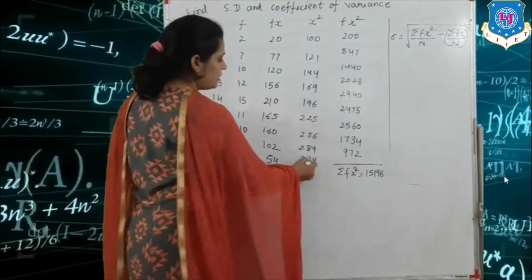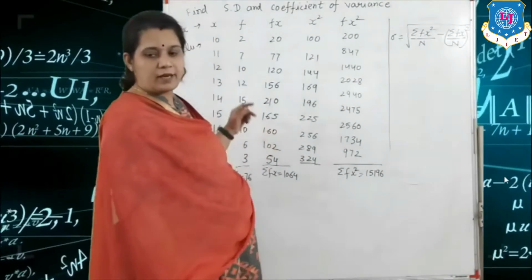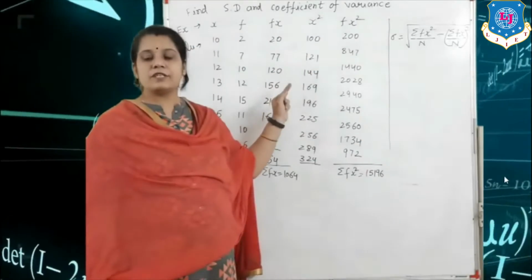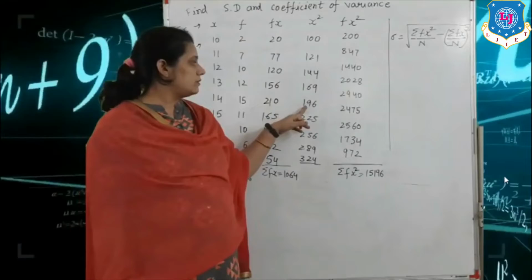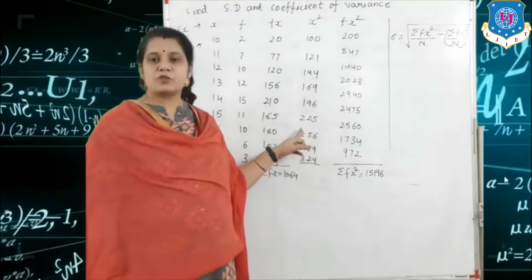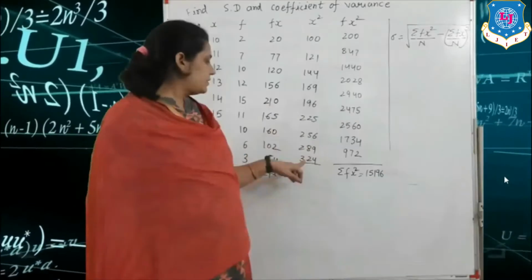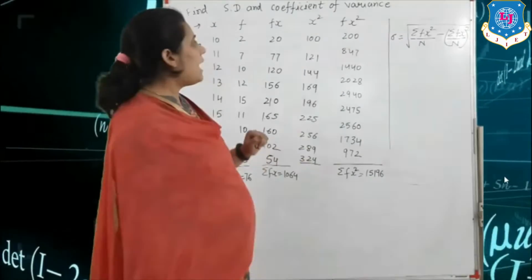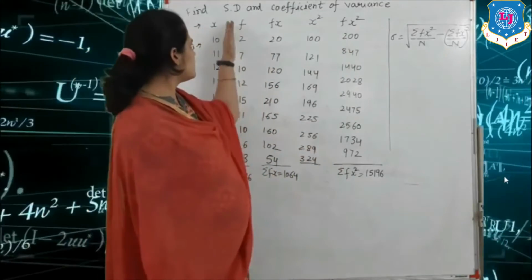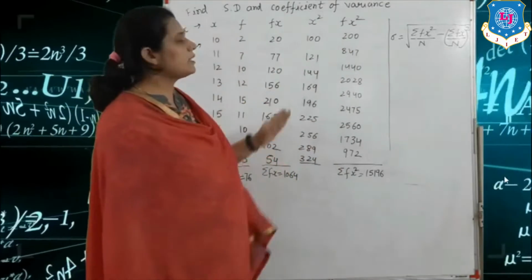Okay, so according to this, we have the squares: 100, 121, 144, 169, 196, 225, 256, 289 and 324. After that we mark the column of f into x square. So this is your f column and this is your x square.